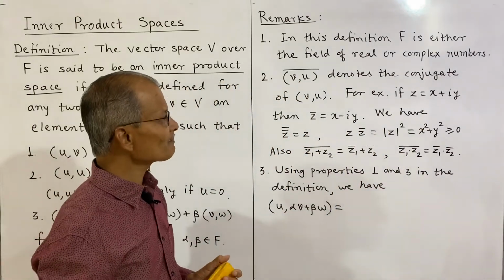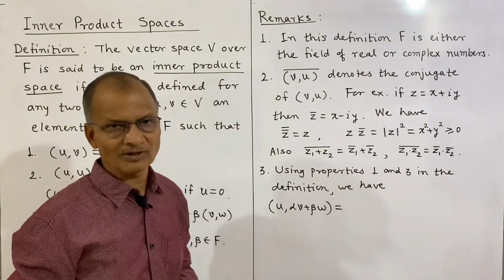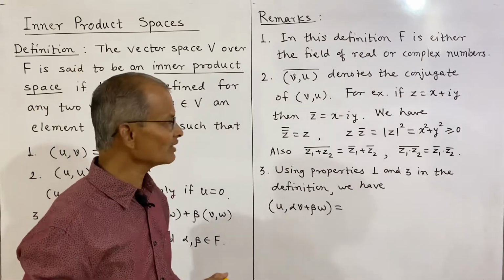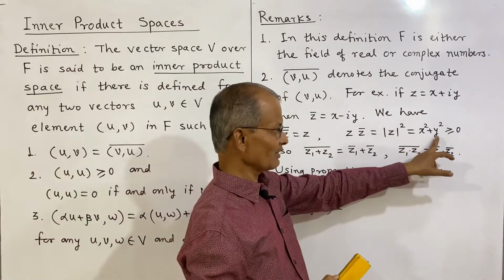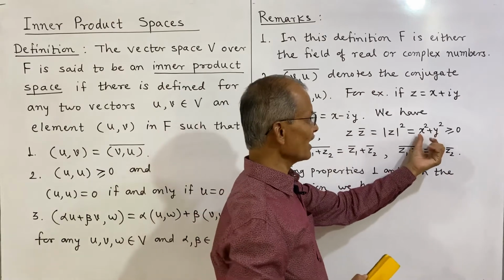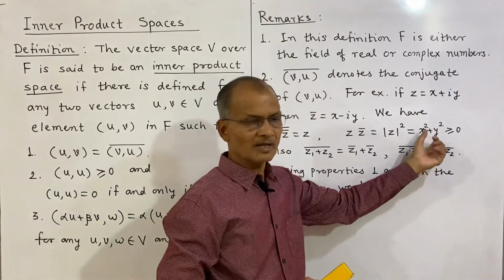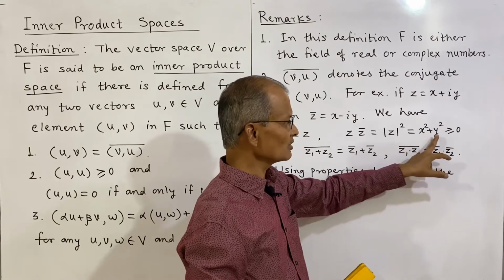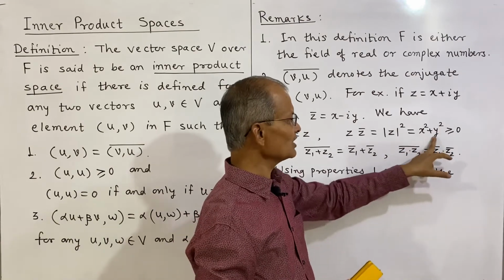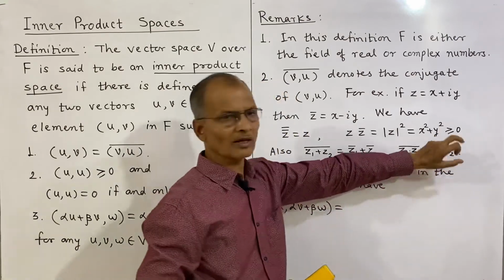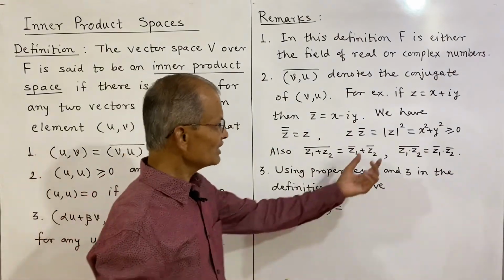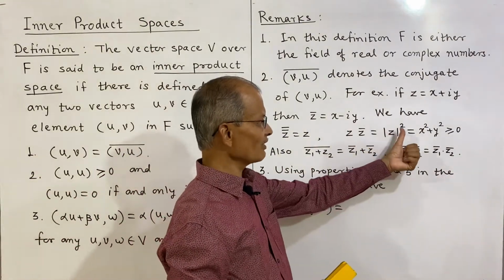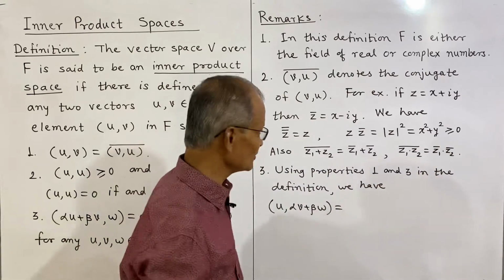You can easily verify what is the product of this x plus iy and x minus iy, that is x square minus i square y square, but i square is minus 1, therefore it becomes x square plus y square, and these x and y are real numbers, their squares are positive or 0, non-negative, and therefore this quantity is always greater than or equal to 0. That means, remember, mod z square is greater than or equal to 0.